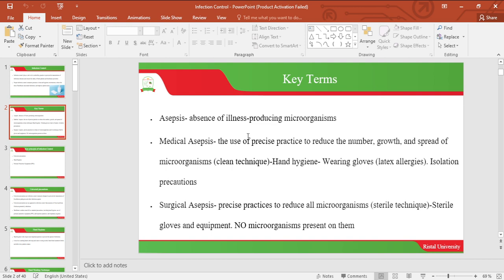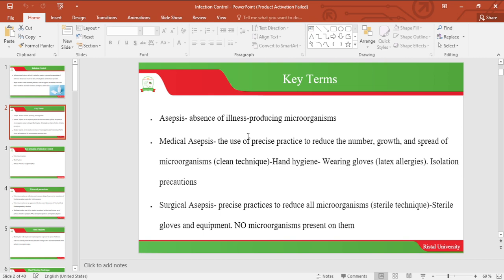And medical asepsis includes hand hygiene, wearing gloves, that is latex, although some of the individuals, when they put on gloves, they may develop allergy, which is known as latex allergies. Isolation precautions, these are also included under medical asepsis.